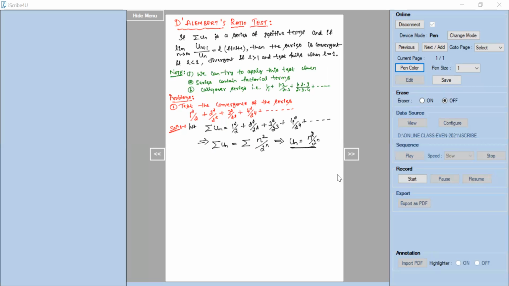Now you can apply D'Alembert's. To apply D'Alembert's, un is ready, so we have to find u(n+1).